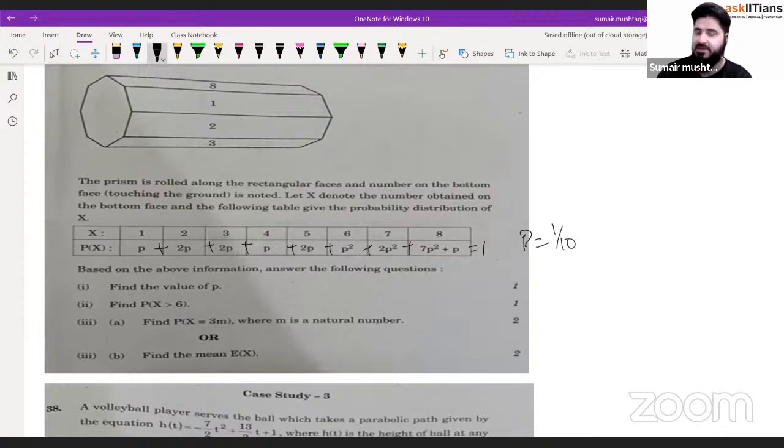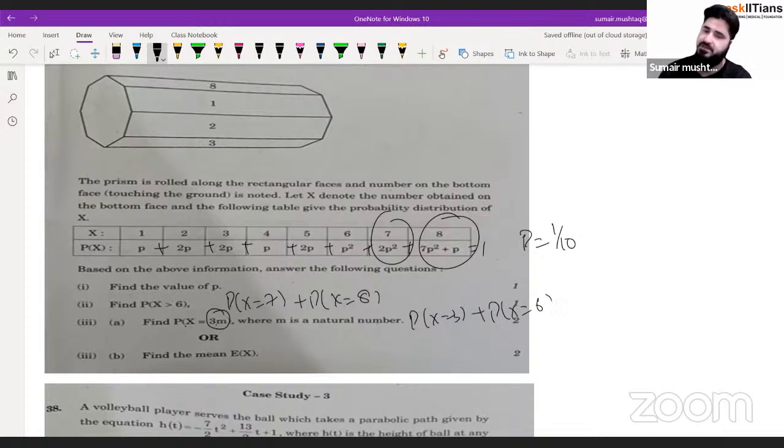Now I need to find the probability. You need to find p of x equal to 7 plus p of x equal to 8, that is this thing and this thing. Now p of x being a multiple of 3, that is p of x equal to 3 plus p of x equal to 6, you need to find. You can do it. And you need to find the mean. You know what is the mean of this function? That is the expectation of x. Expectation of x is summation xi pi. Xi is this, pi is this. This is 1 into p, 2 into 2p, 3 into 2p, and so on. The rest of the things will go on.